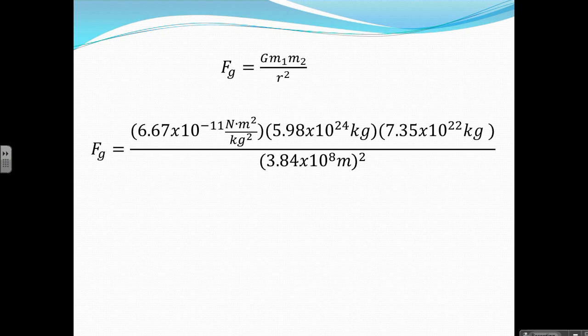To find the force of gravity, we use this equation. Force of gravity equals G times mass 1 times mass 2 divided by r squared. Plugging in our values from before, we have force of gravity equals 6.67 times 10 to the negative 11 newton meters squared per kilogram squared, multiplied by 5.98 times 10 to the 24 kilograms, multiplied also by 7.35 times 10 to the 22nd kilograms. That's our gravitational constant, multiplied by the mass of both of our objects. We divide that by 3.84 times 10 to the 8 meters squared, and that yields us a gravitational attraction of 1.99 times 10 to the 20 newtons.